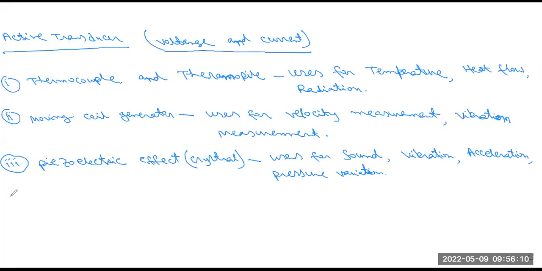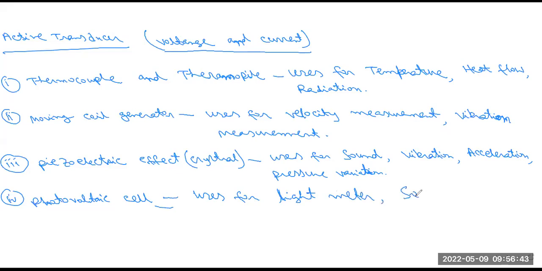Another, number four, is the photovoltaic cell. It is basically used for a light meter, and also it is used in solar cell technology.